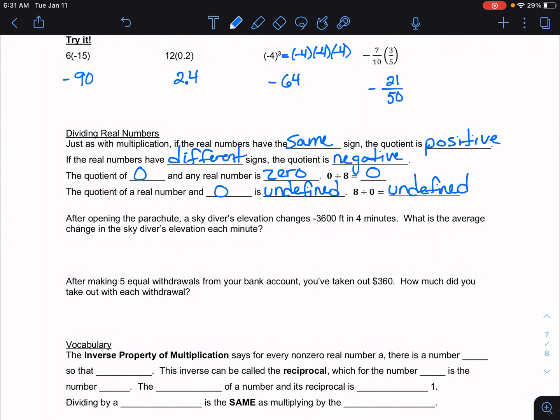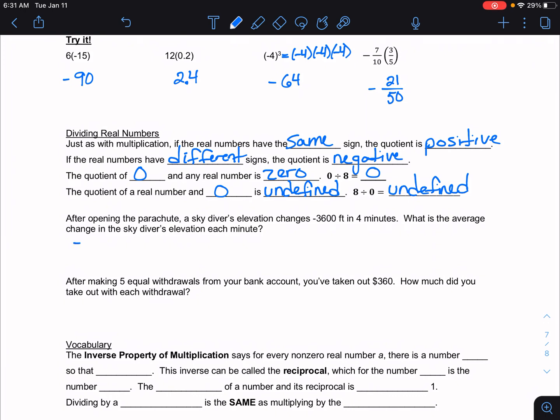So let's take a look at a couple examples of this. For the first one, it says after opening the parachute, a skydiver's elevation changes negative 3,600 feet in 4 minutes. What is the average change in the skydiver's elevation each minute?